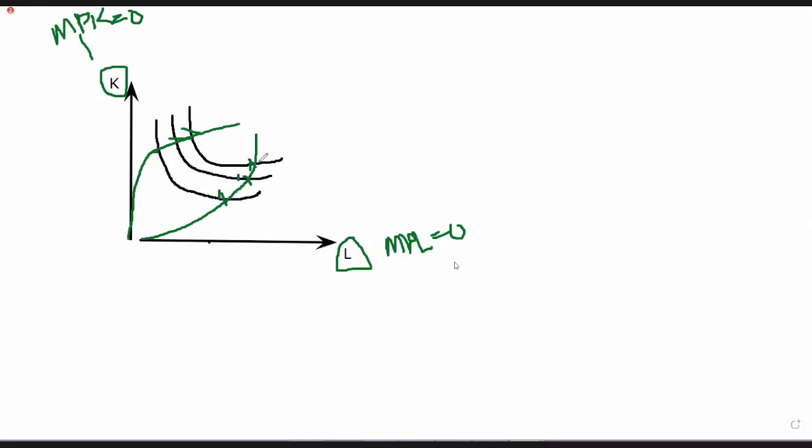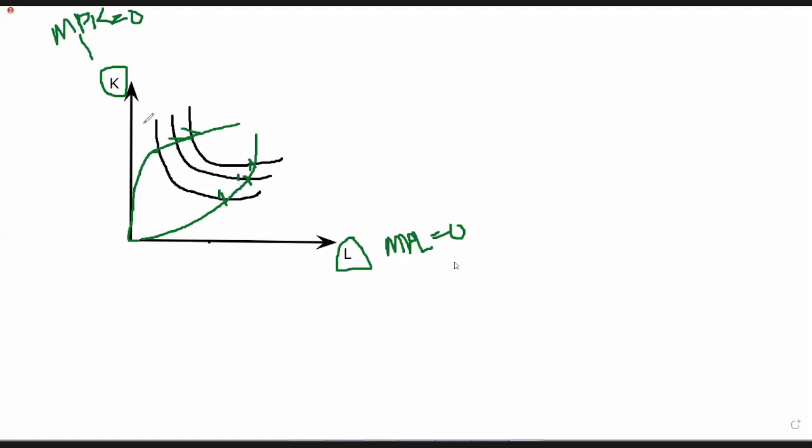I'm just rushing this because I have discussed this without the knowledge of that. I have lost my connection, right? So in these places, MPL is 0, right?